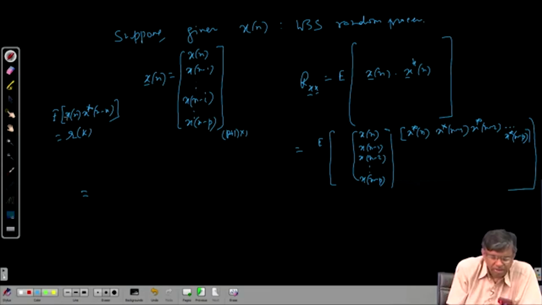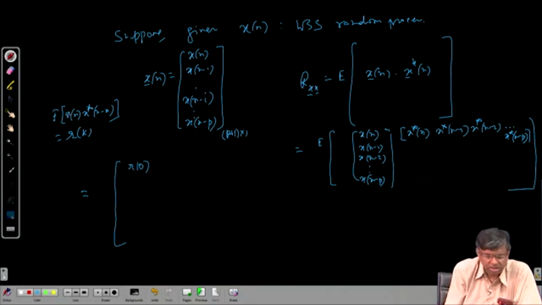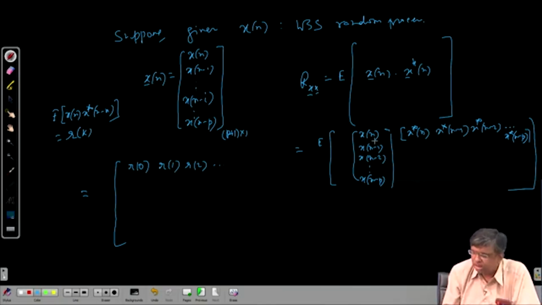So if k is 0, then x n into x star n, a mod x n square, is r 0, and r 0 will be the total power, which is real, non-negative and usually positive. So that will be E of mod x n square. So this will be r of 0, then E of x n x star n minus 1, that is r 1, then x n x star n minus 2, that will be r 2, dot dot. See, n is disappearing from here because of the wide sense stationary assumption, because autocorrelation depends only on the gap k. So gap is 0, gap is 1, gap is 2, n minus 1, n minus 2 like that. Lastly, x n into x star n minus p will be r p.